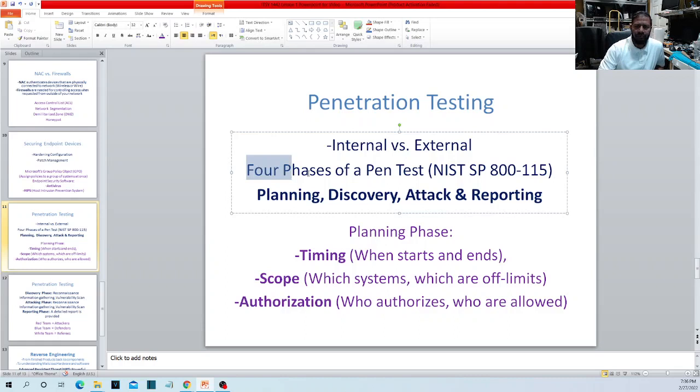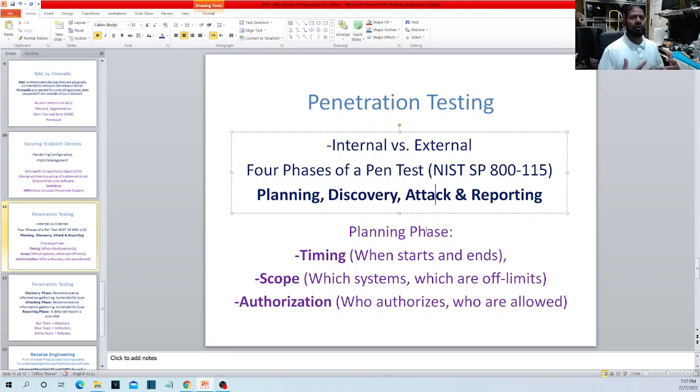Okay, so let's talk about that. There are four phases of the pen test. They are described in NIST documentation, special publication 800-115, which describes the standards for penetration testing. There are four phases: planning, discovery, attack, and reporting. Okay, what happens in the planning phase?